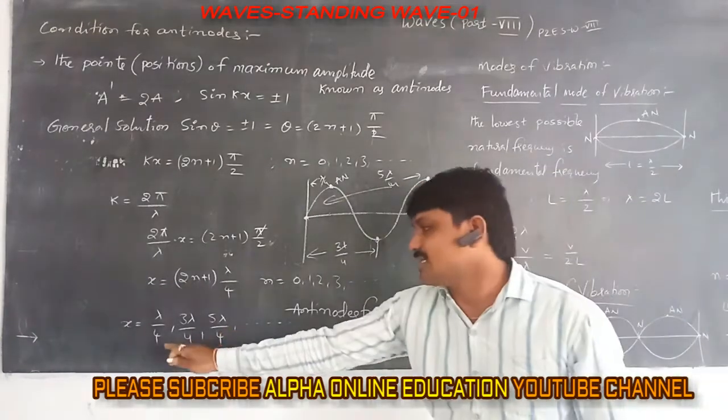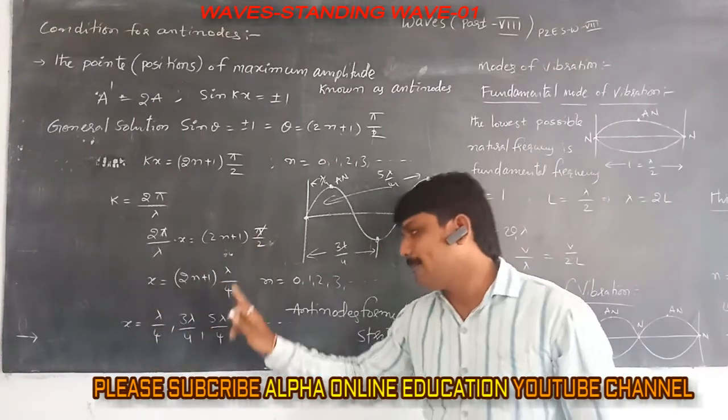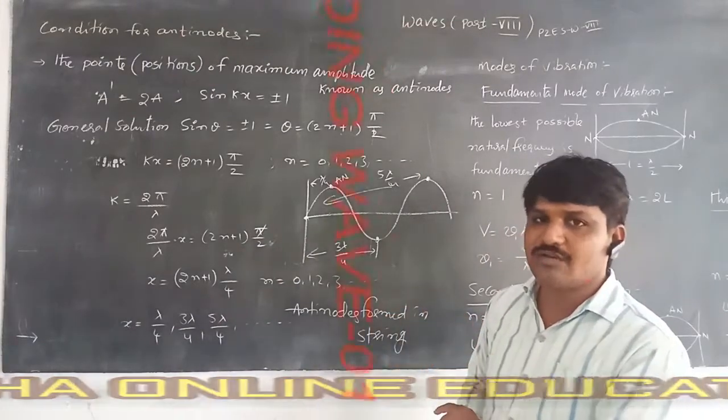At these positions, at lambda by 4, 3 lambda by 4, 5 lambda by 4, 7 lambda by 4, the antinodes are formed in a vibrating string.